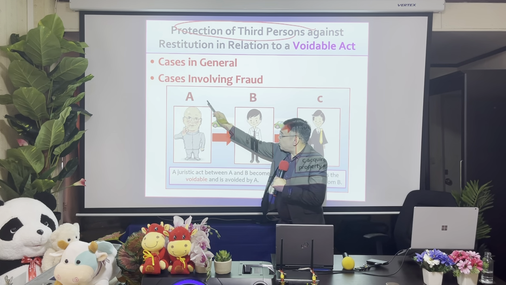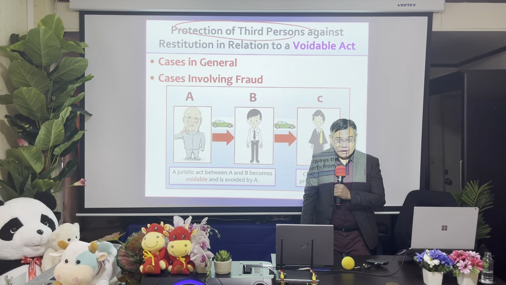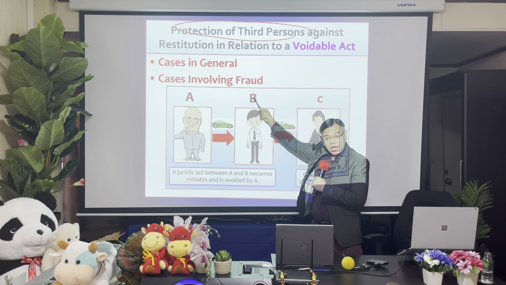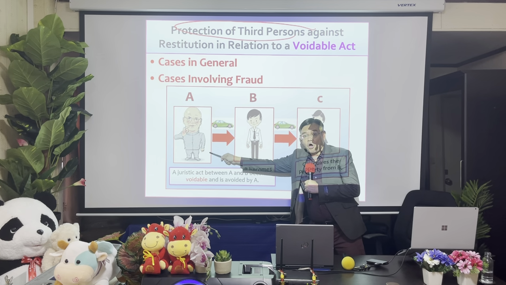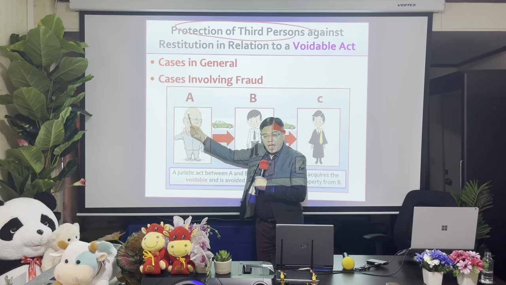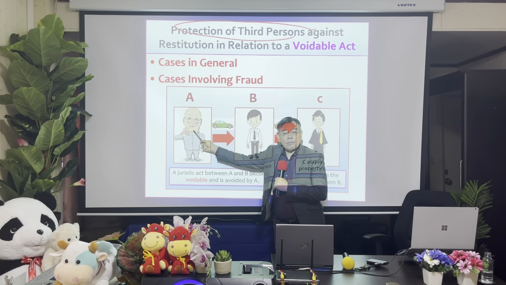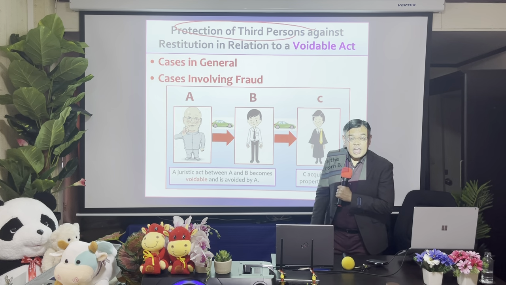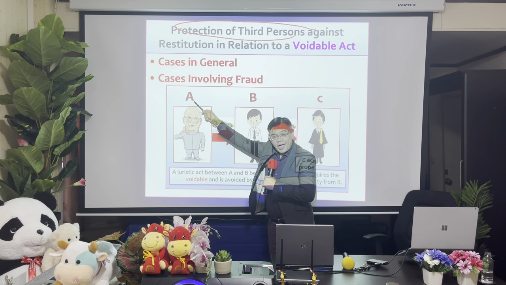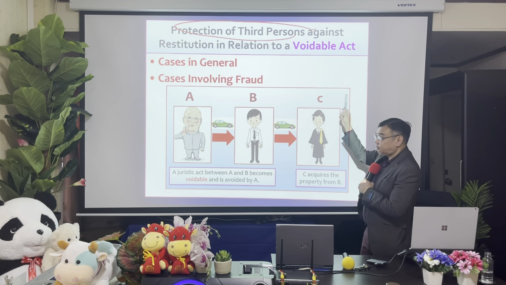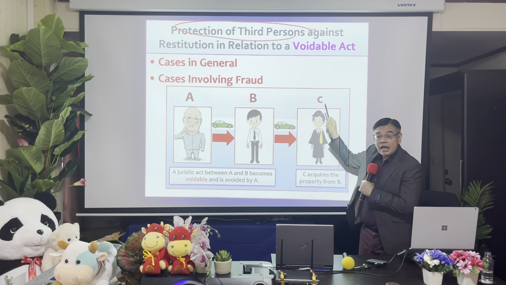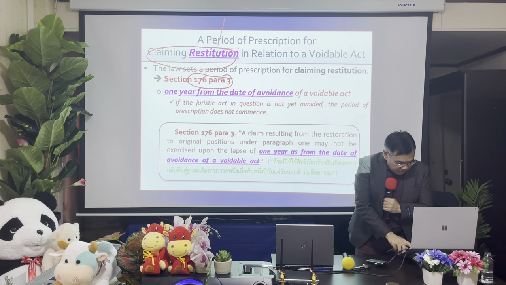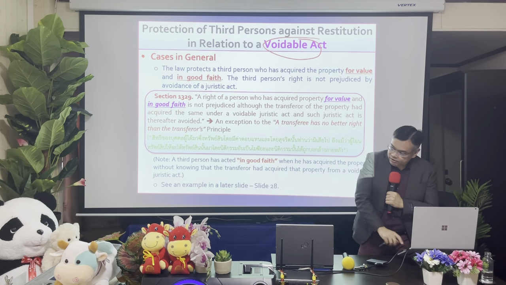After the contract between A and B had been avoided, even though B had received this car from A under the contract between A and B, which became voidable and which was subsequently avoided by A, the avoidance of this contract by A would not prejudice the right enjoyed by C as the third party. This is the meaning of section 1329.